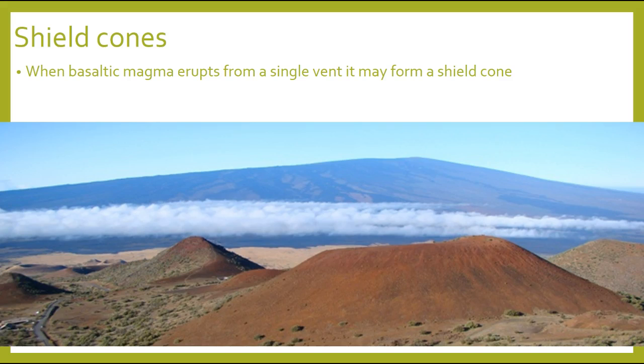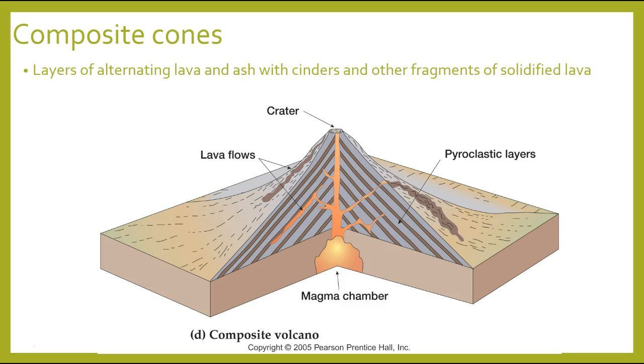So shield cones, as I said before, is where basaltic magma erupts from a single vent and may form a shield cone. Hawaii is usually a good example of this, and they are basaltic in composition. Composite cones, which was your Mount Etna, your Mount Fuji. These are layers of alternating ash and lava that we can see here in the cross section. And the ash usually includes cinders and other bits of solidified lava as well. And they're usually andesitic in composition.